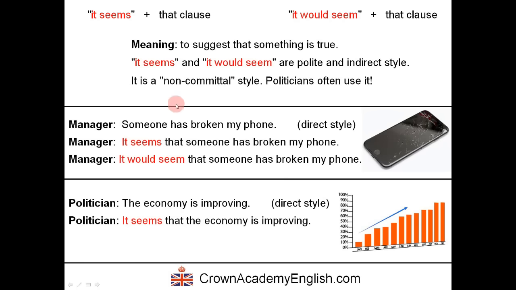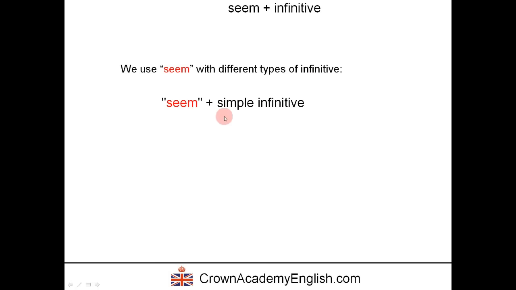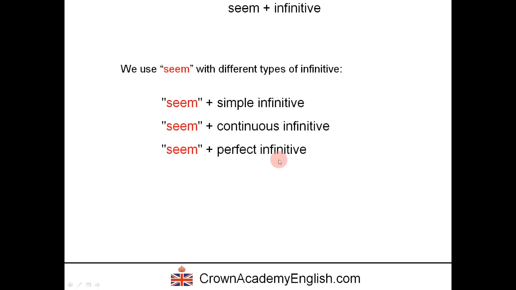Okay, so he's saying this in a non-committal style. And he can also say, it would seem that the economy is improving. So this is the same meaning. Seem plus the infinitive. So we can use seem with different types of infinitive. Seem followed by the simple infinitive, or continuous infinitive, or the perfect infinitive. And let's look at each one.